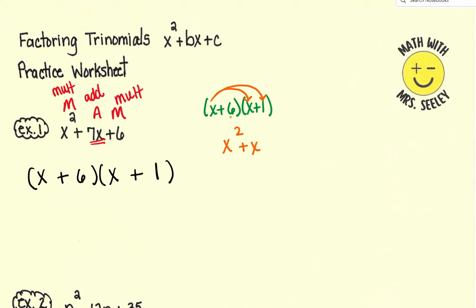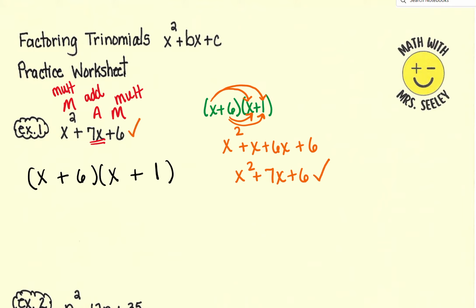And now the 6 says, okay, now I'm going to distribute through. And 6 times x is 6x. And 6 times 1 is 6. Collect your like terms: x squared plus 7x plus 6. And that checks with the original right there.